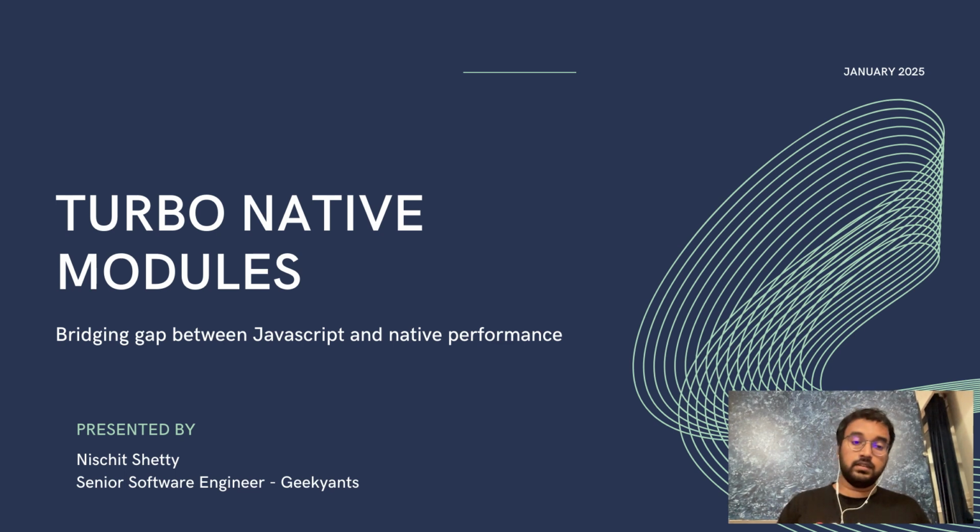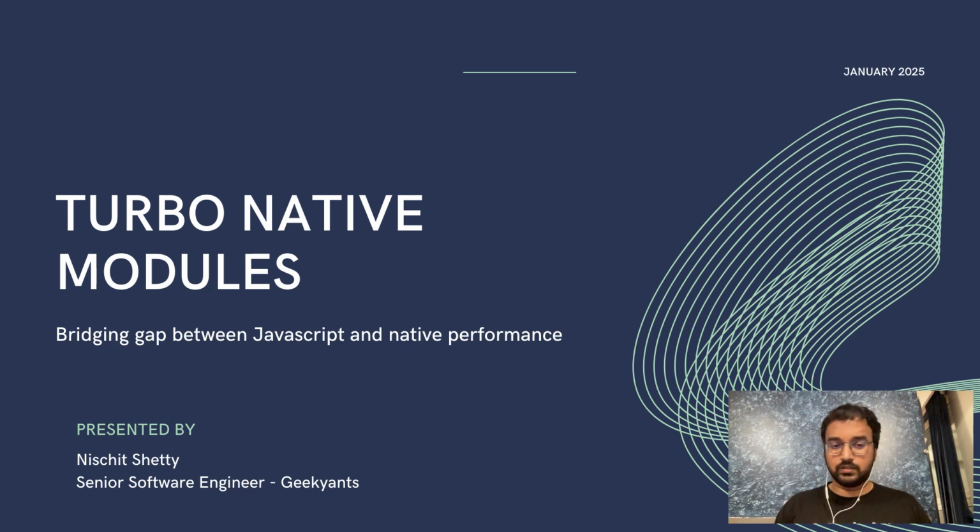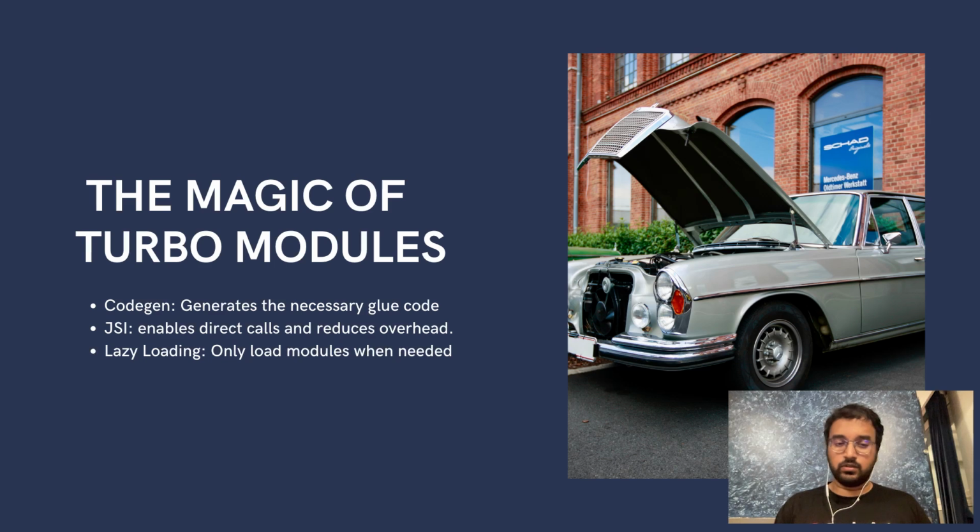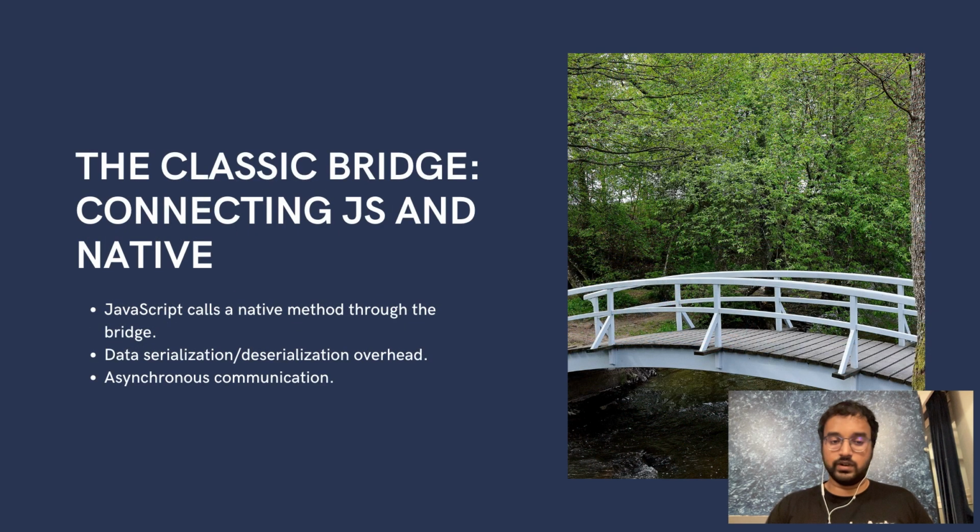So faster in the sense, turbo native modules use JSI, which is JavaScript Interface, to call the native code directly without the JSON serialization overhead. So previously in the native modules that we had in the old architecture, we had to go through the native bridge and then the communication used to happen. However, now since we have JSI, this is done directly and it has reduced a lot of overhead.